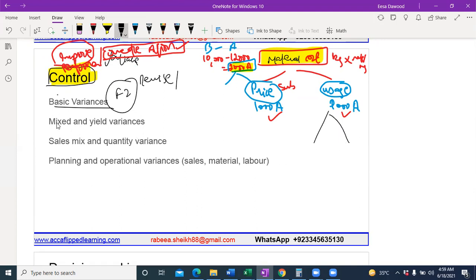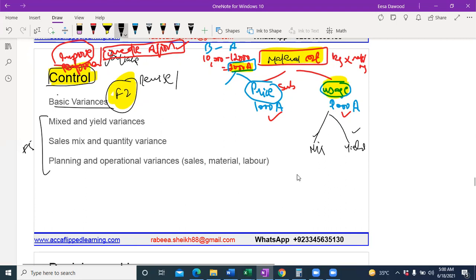Now these are new to the F5 syllabus. You haven't done that before, but basic variances you have already covered in F2, and we will start from scratch. Usage variance could be subdivided into material mix and material yield variance. We won't talk about these variances in much detail because it's going to take a lot of time for the orientation class. But these are the sub variances of the usage variance that we will cover in the control section of our paper.